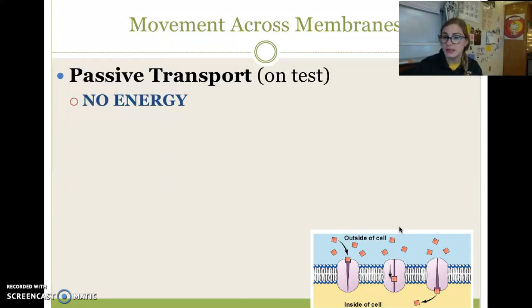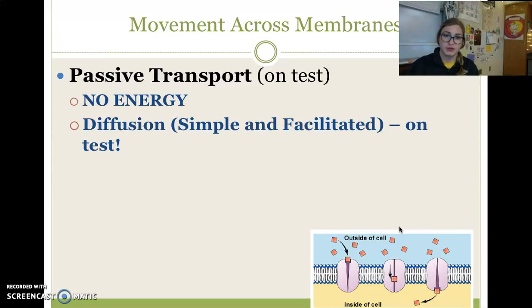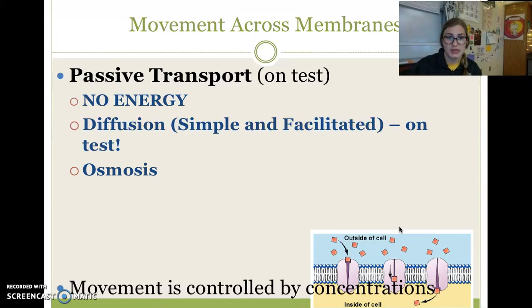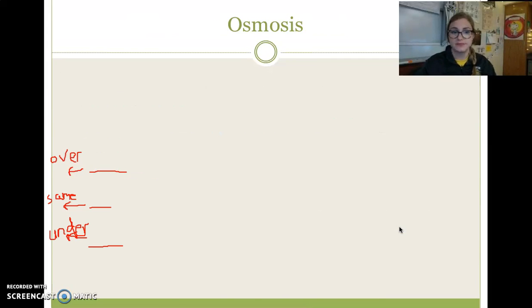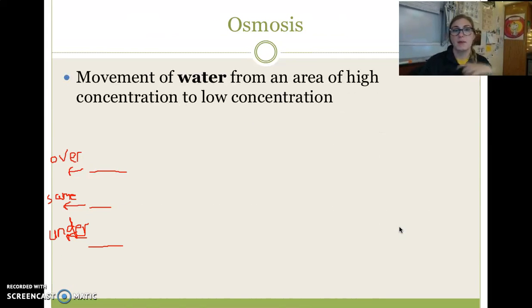We're going to be redundant here. You guys have already written this down, but I'm saying it again so that you know this is the thing. Diffusion, simple and facilitated, we have it on your test, and osmosis. Once again, you should have written all of that down. But the important thing is, all of the movement here is controlled by concentrations. If we have a lot in one area, all of those solutes are going to want to spread out everywhere else. So, osmosis is the movement of water from an area of high concentration to low concentration.